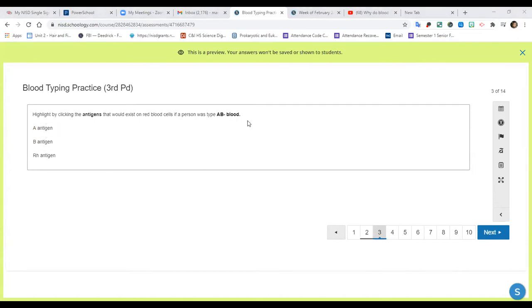Yes, very good. Since it's AB, then it will be A antigen and B antigen. Now, it doesn't have an Rh. Why? Because it's negative. Only if it's positive would it have the Rh antigen. So you just need those two.